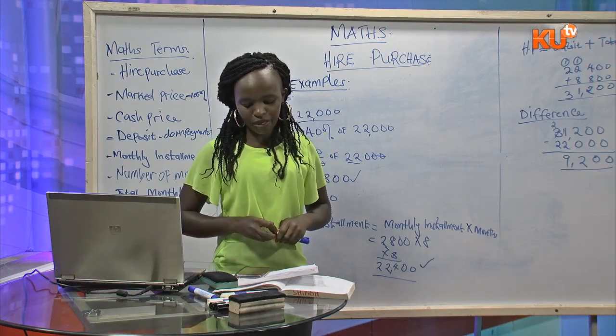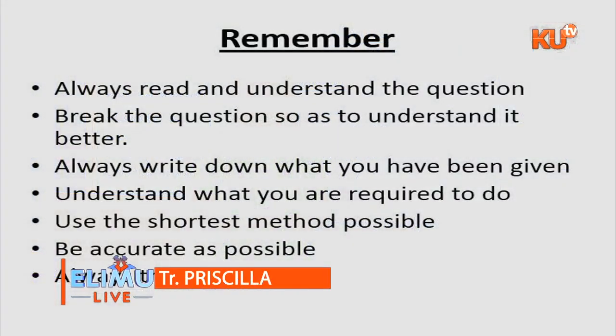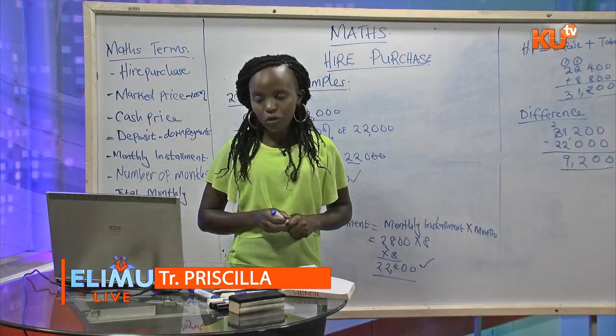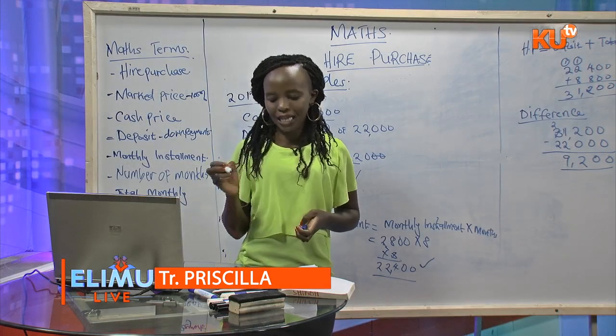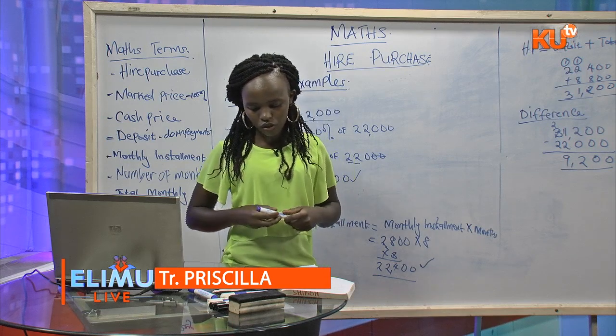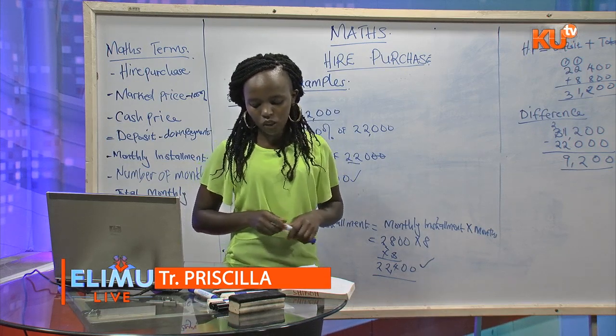Then, point number 3 to remember. Always write down what you have been given. Whether you know how to calculate it or not, whether you know how to solve a problem or not, first of all, write down what you have been given. After writing down what you have been given, point number 4, understand what you are required to do. What does the question require? What is the question asking? Most of the times you are encouraged even to underline the keywords in a question so that you can understand what you are required to do.